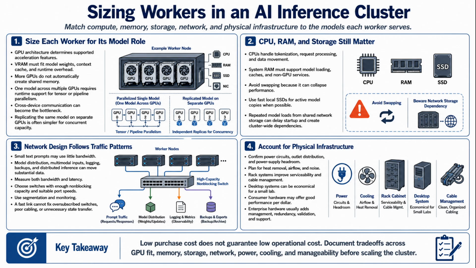Account for physical infrastructure. Confirm power circuits, outlet distribution, power supply headroom, heat removal, airflow, and noise before installing dense compute. Rack systems improve serviceability and cable management, while desktop systems can be economical for a small lab. Consumer hardware may offer strong performance per dollar, but usually has fewer remote management, redundancy, validation, and support features. Document those trade-offs rather than assuming low purchase cost means low operational cost.